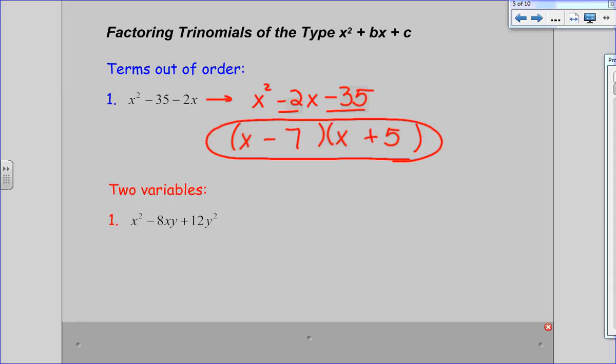Now let's look at a different example. There can be times when you're working with trinomials where you're going to have more than one variable, in this case 2 variables. So we have x squared minus 8xy plus 12y squared. Let's try to factor this one, and since we already have that x squared out in front, this is in the correct order, so let's try and factor this one.